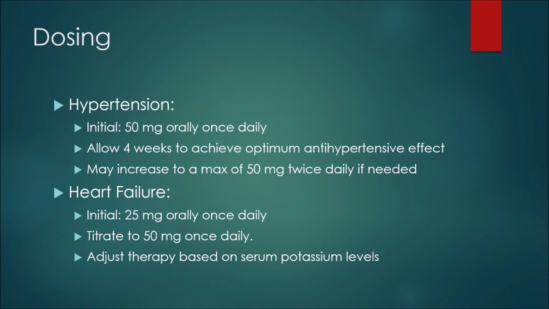In the treatment of heart failure, again from a complication of a myocardial infarction or heart attack, the initial dose would be 25 milligrams orally once daily. You would titrate to 50 milligrams once daily, and then adjust therapy based on serum potassium levels.